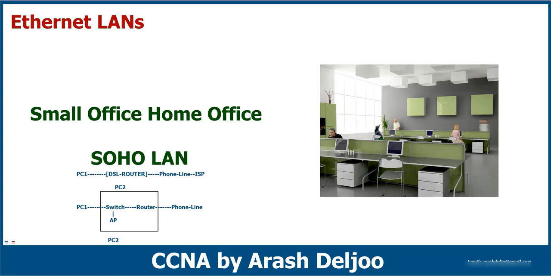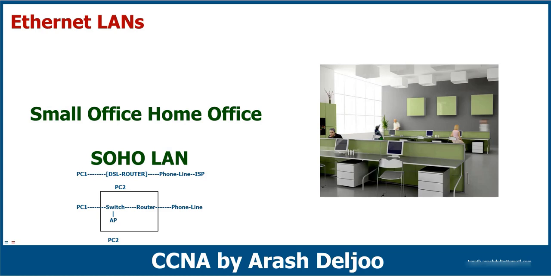Okay, until now we learned and reviewed the SOHO LAN. In a SOHO LAN we have a switch, router, and access point, but with, for example, a small number. And also let me talk a little about the typical enterprise LAN. You know that we have two types of LAN, SOHO LAN and enterprise LAN.